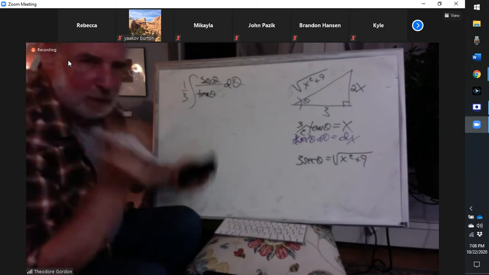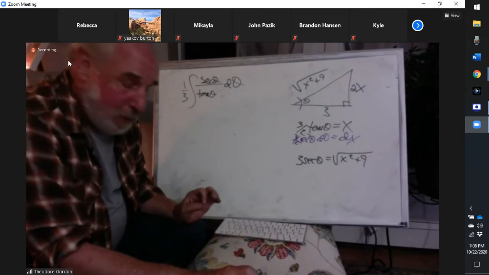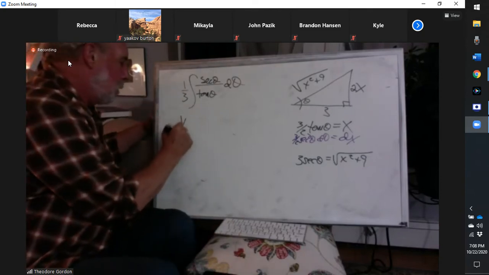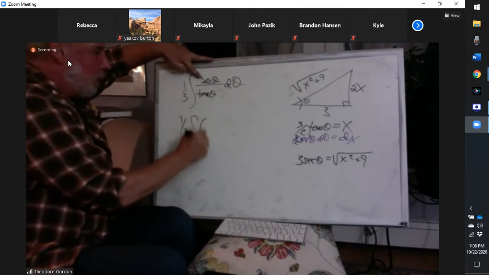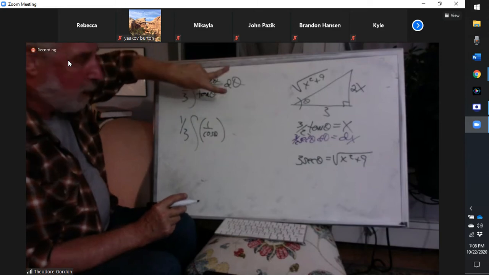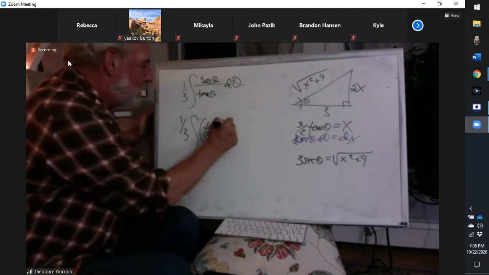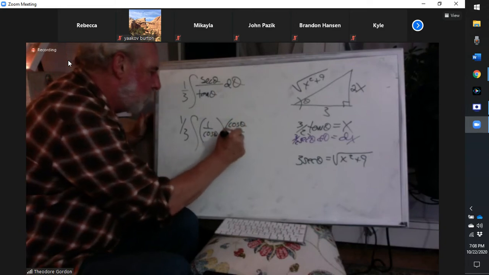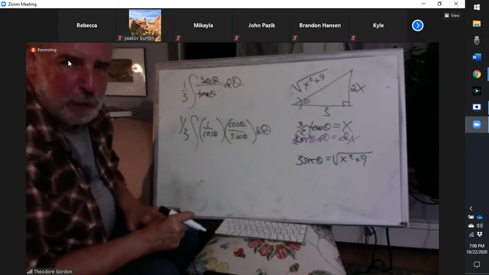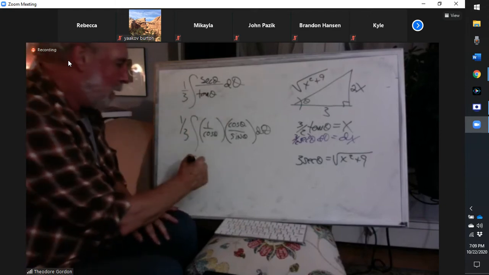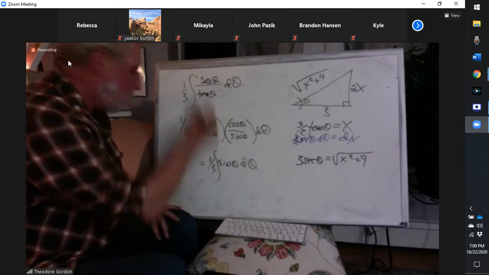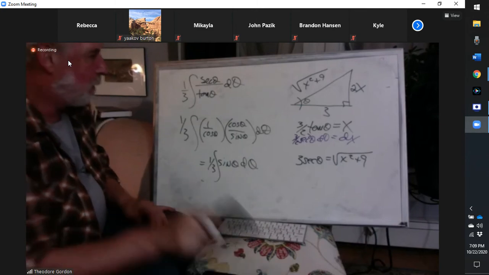Now, looking at that, there's no always-do-this rule, but I'm going to change everything into sines and cosines. The secant is 1 over the cosine. Tangent is on the bottom, and tangent is sine over cosine, so this becomes cosine over sine. Oh, and look at that. This is like a little nerdy reward for getting through all that stuff. Cosines cancel out. We get 1/3 sine of theta d theta. And that's a really easy looking integral.